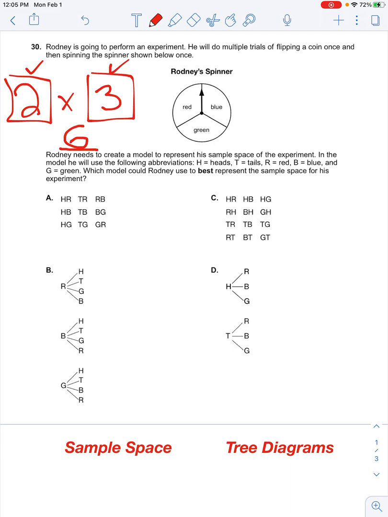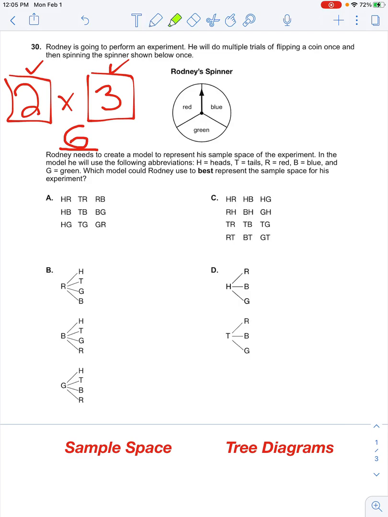If you look down below, they're giving us abbreviations: H for heads and T for tails, and then R stands for red, B stands for blue, and G stands for green. We need to choose which of the models down here below best represents the sample space. Okay, so let's do it. Let's go through and see why some of these are invalid.